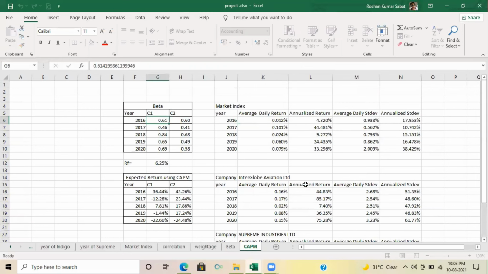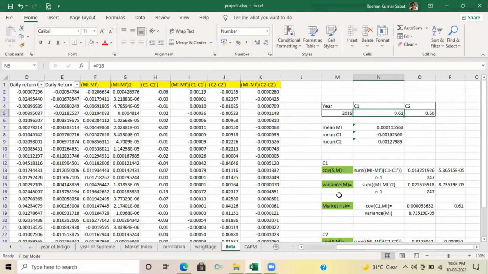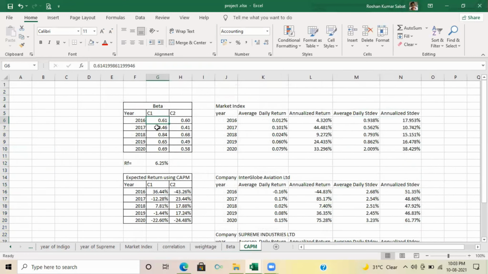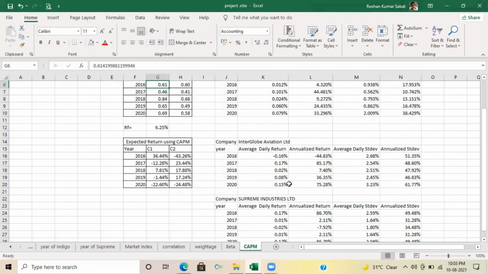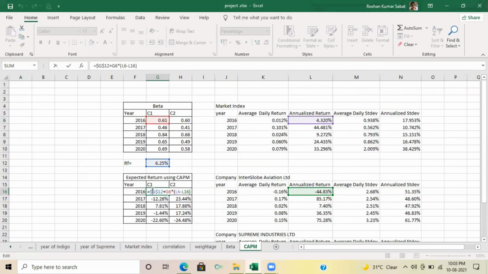For beta, there is a formula. The formula for beta is the covariance of C1 and M1 divided by the variance of M1. You already know what M1 is: M1 is the market index and C1 is company one. After calculating beta, we go to the CAPM. Now I will tell you how to calculate the CAPM. For CAPM, there is a formula. We already mentioned it in the PDF.